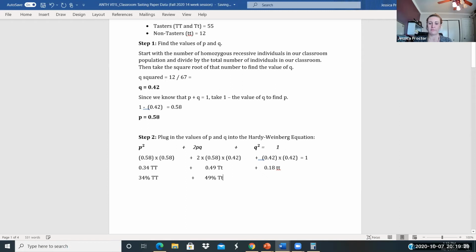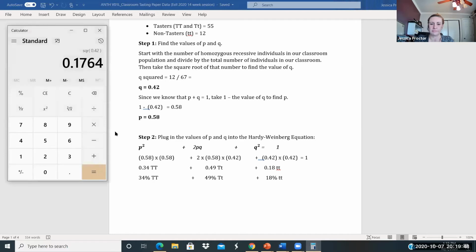And then if we want to turn that frequency into a percentage, piece of cake, we just move the decimal 2 places, it becomes 18%. So we know that 18% of our classroom population is homozygous recessive at the locus that determines whether or not you can taste the chemical Thoreau.